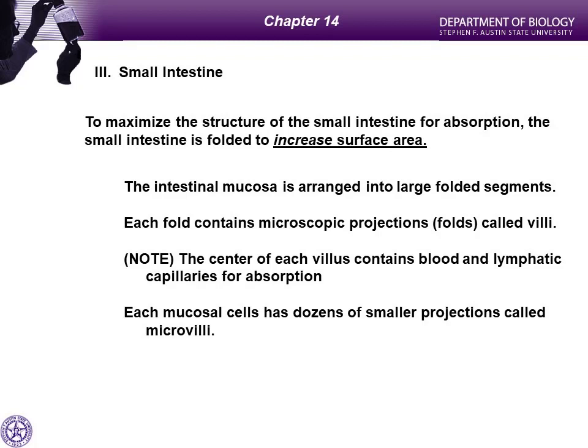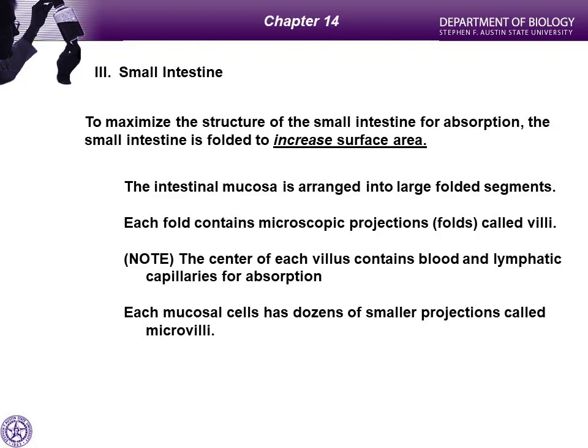But then the mucosa, do you remember that term from last time? The inside layer, where we have our absorptive cells from the intestine, they are going to be folded on top of those. And those folds of the mucosa are the ones that are called villi. That's plural; villus is singular. So that's the second level of increasing the surface area.